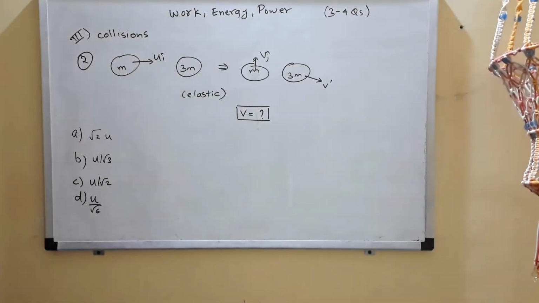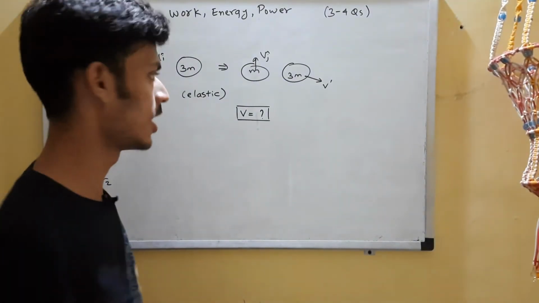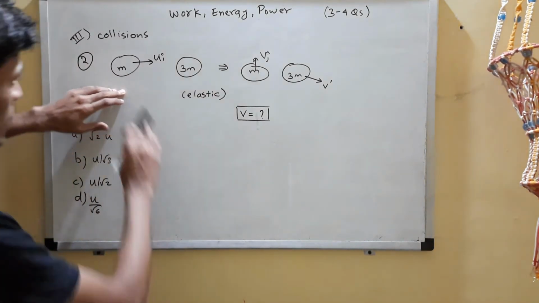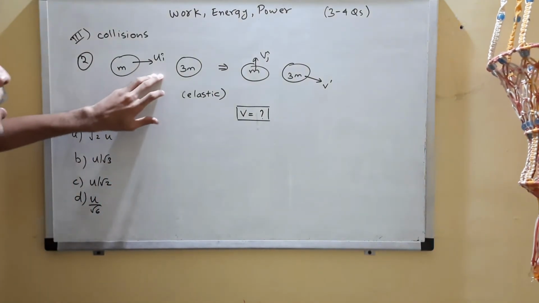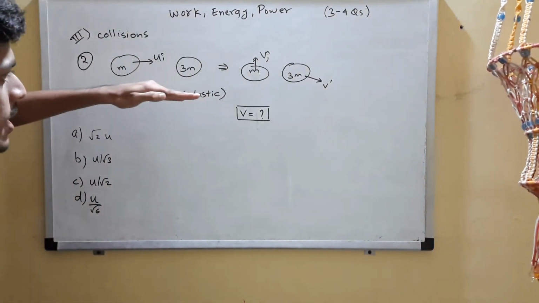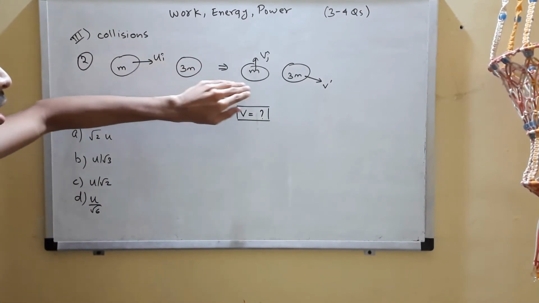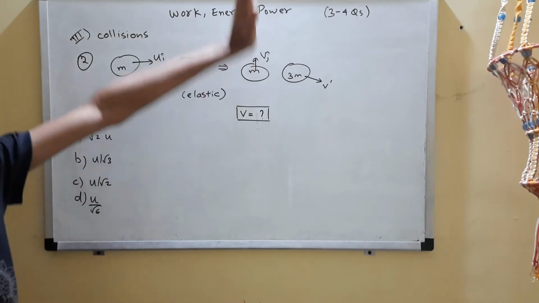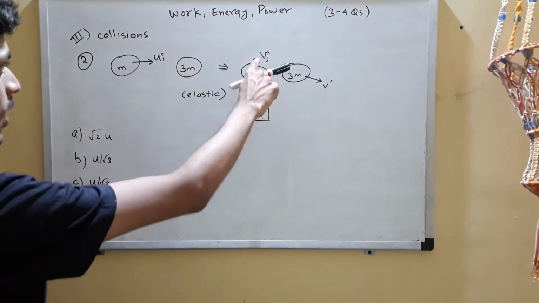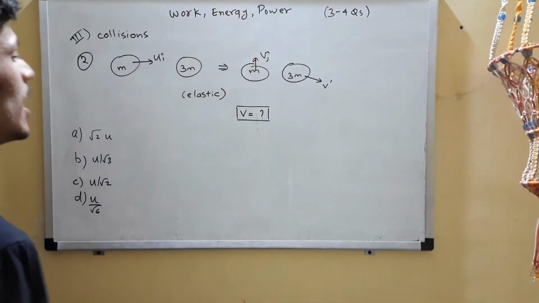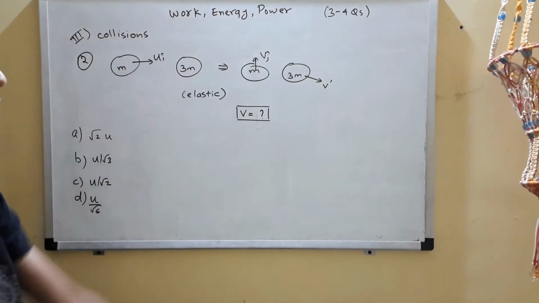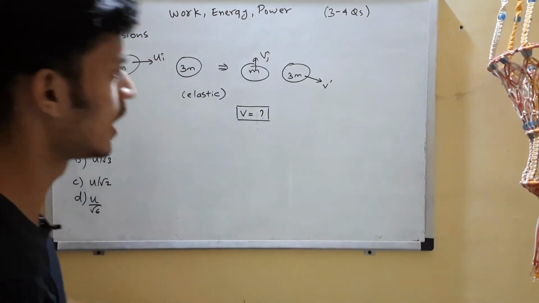Question number 2, on elastic collision. This is a perfectly elastic collision. You can see a mass m moving with a velocity u in the x direction. 3m is initially at rest. Now after collision, the mass m starts to move purely in the y direction with velocity v j cap, and 3m moves in some random direction with velocity v dash.